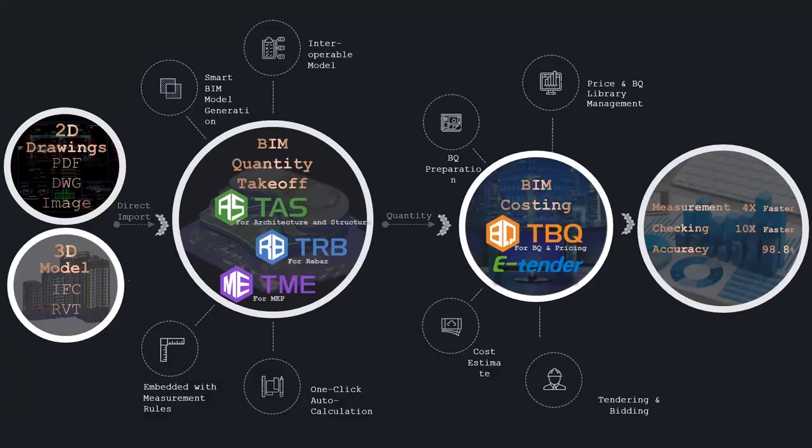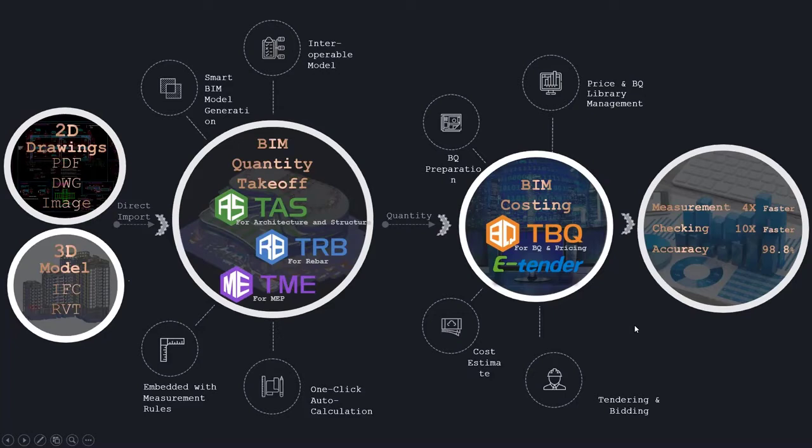Now, when I say one click, you generate the model, it basically means that if you have 2D drawings, the software is building up the model, which means that you are getting the quantities after the model. When it comes to the quantities, we got the quantities out of the software, and then we can integrate that with our pricing or estimation software, which is TBQ, and e-tender platform. So for BOQ preparation, cost estimation, tendering and bidding, and pricing and BOQ library management, all of those stuff.